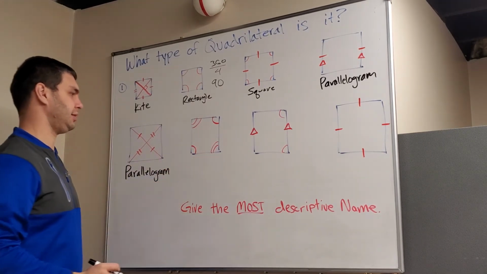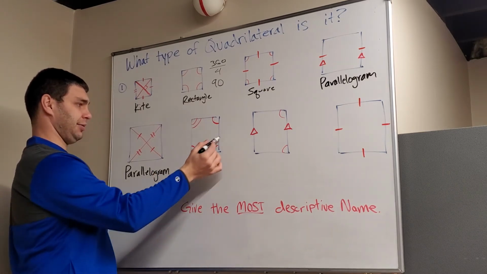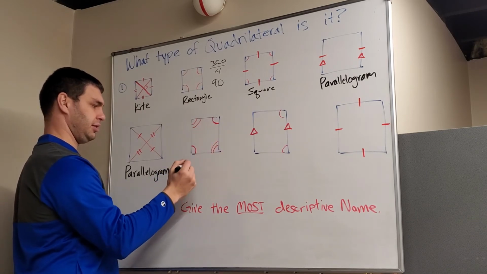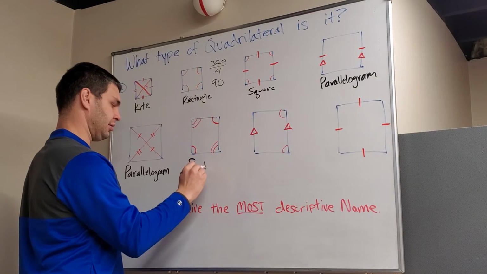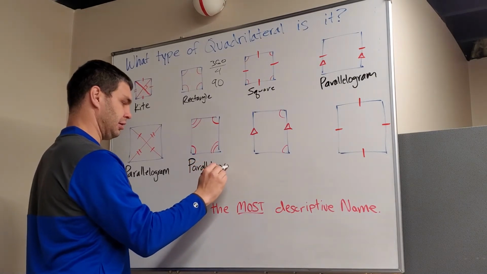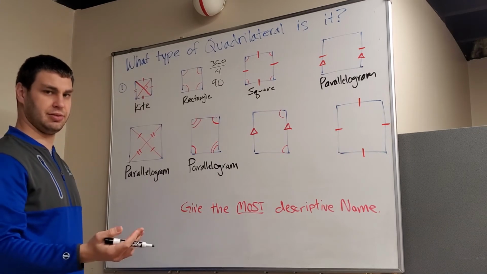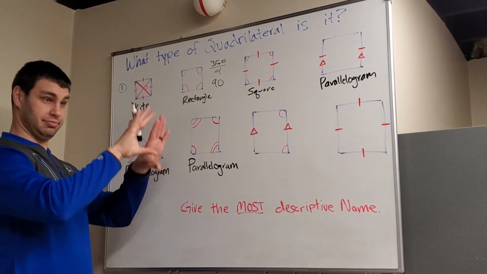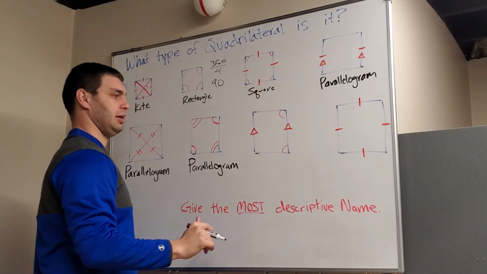What about this next one? Same idea here. We don't know anything about the sides, but we know the opposite angles are congruent. Again, parallelogram. A lot of parallelograms. That's because kites, trapezoids, rhombi, squares, they all fall underneath the big category of parallelograms. There's going to be a lot of those. What else do we have?